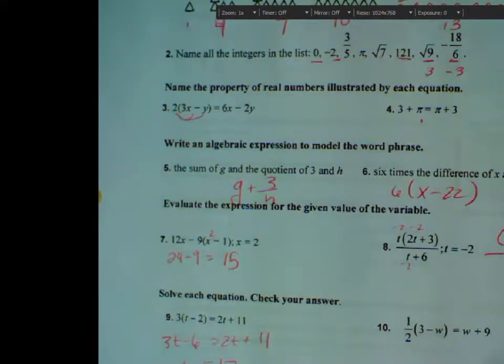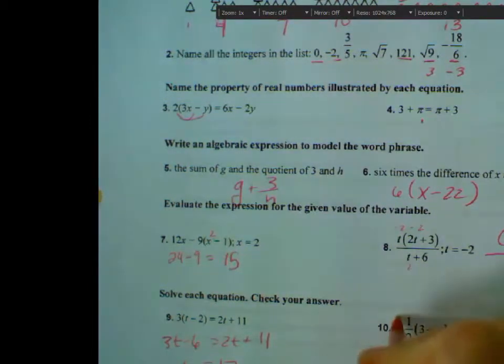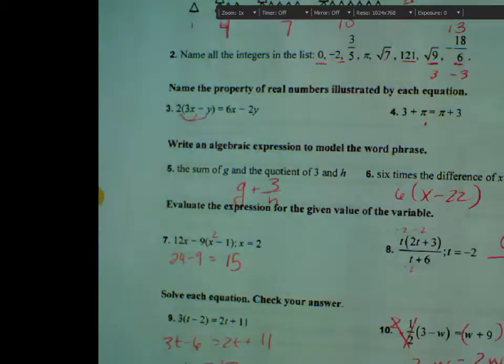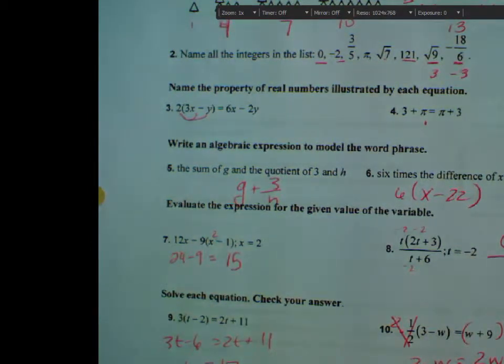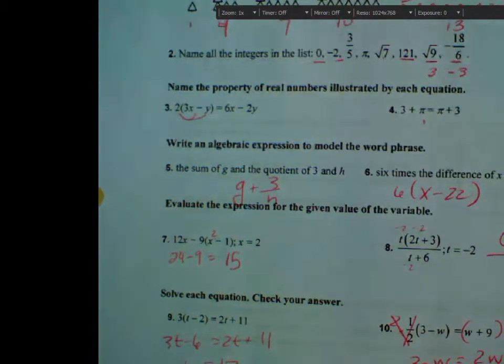Here there's a couple things you could do. You could distribute the 1/2, or you could multiply both sides by 2, which would make the 1/2 go away. You would have 3 minus w left, and then 2w plus 18 over here. So now you're going to add w, so you get 3w, and minus 18, so you get -15, so w equals -5.